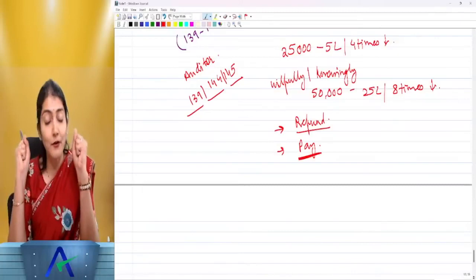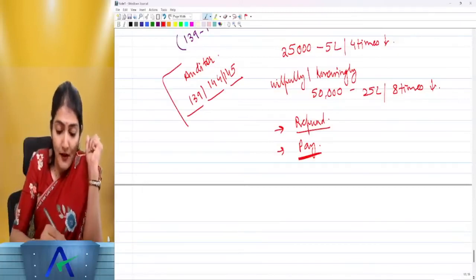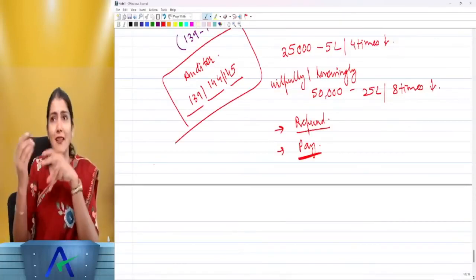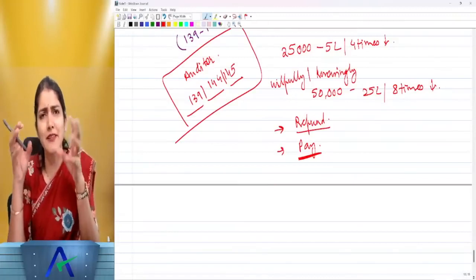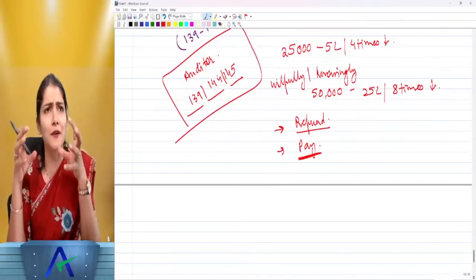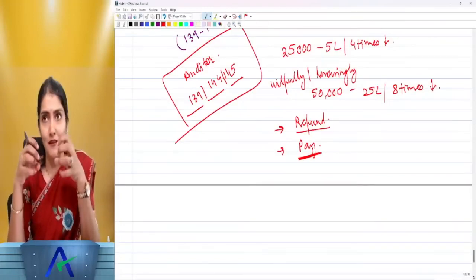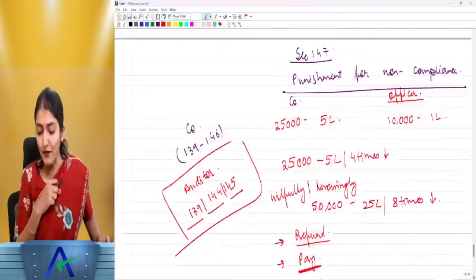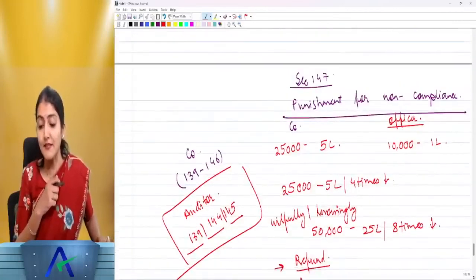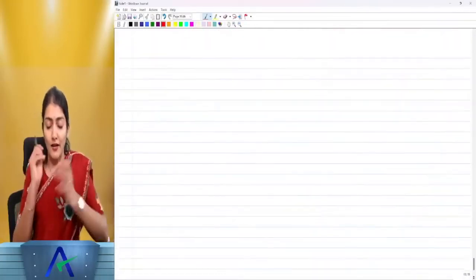Are you getting that, everyone over here? When the auditor of the company has not complied, for civil liability, the entire firm will be liable. For criminal liability, for imprisonment, only the concerned partner or partners will be liable. Are you getting this one over here? Section 147, which is regarding the punishment for the non-compliance.